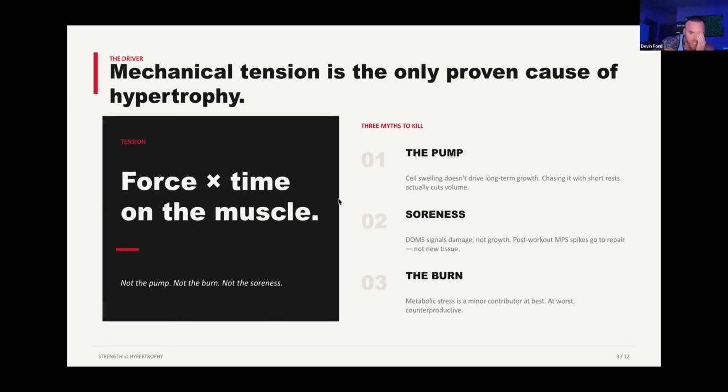Okay. Now, what that doesn't mean is the pump. So when you feel the cell swelling, let's say you're doing bicep curls or something, and you feel your bicep blow up, that is what we naturally think of as increasing muscle, but it's actually not. All that is the cell retaining fluid. It doesn't actually have anything to do with how much force or time the muscle is being placed under.